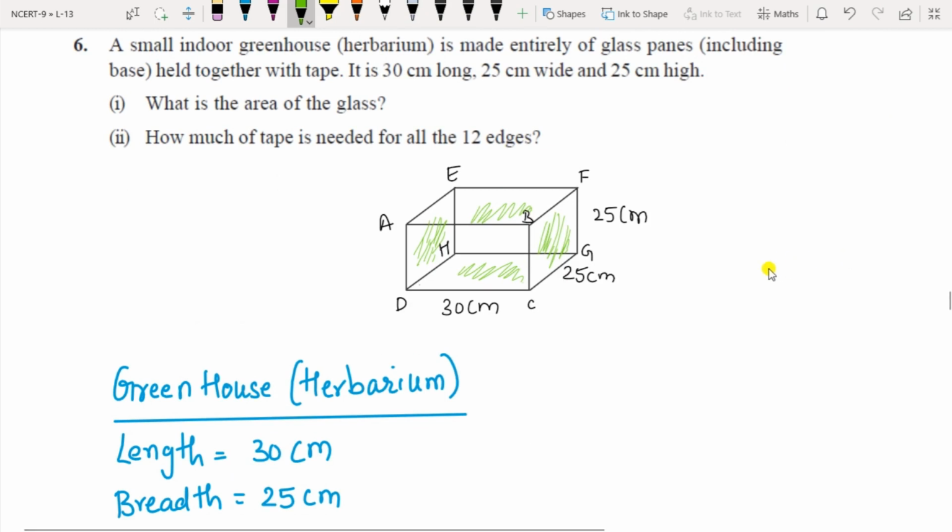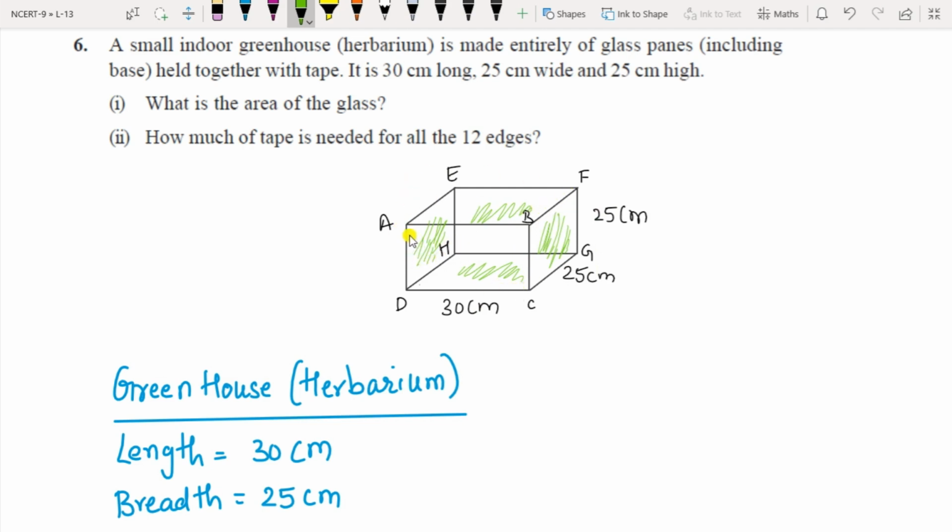Question 6 is, this indoor greenhouse is made entirely of glass panes including the base, held together with tape on all the edges. It is 30 centimeter long, 25 centimeter wide and 25 centimeter high. You have to find the area of the glass and how much tape is required for all the 12 edges.